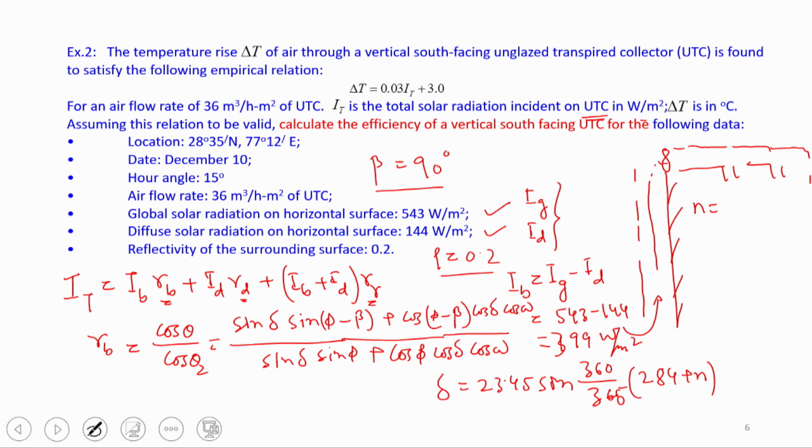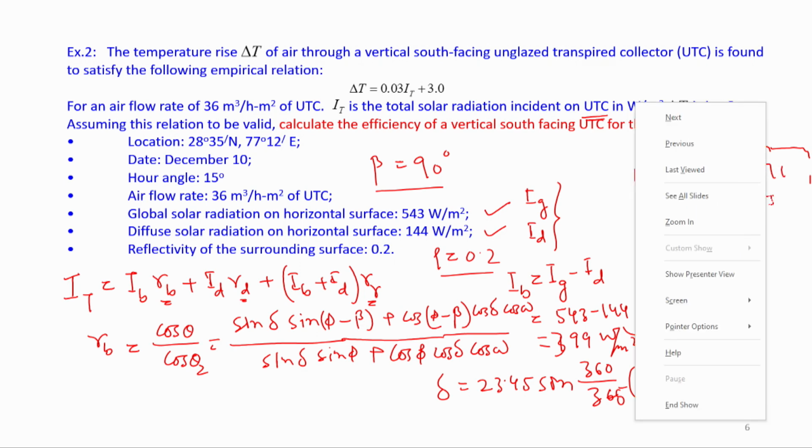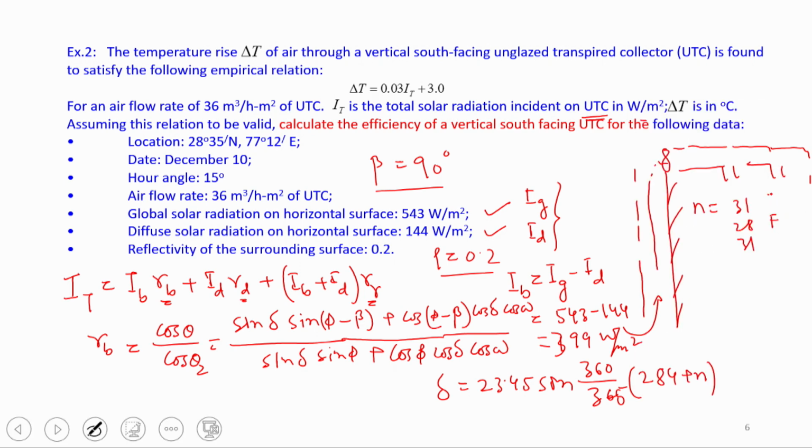Okay. So for your understanding, what you should do, it is like 31, 28, then 31: January, February, March, then April, May, June, July, August, September, October, November, then 10. Add this and calculate what n you will get.